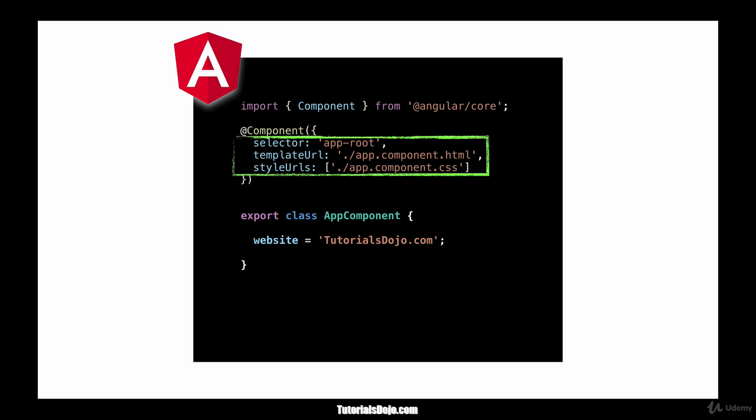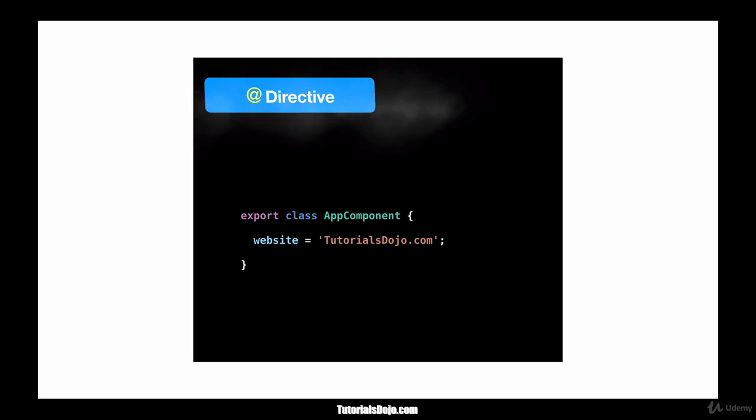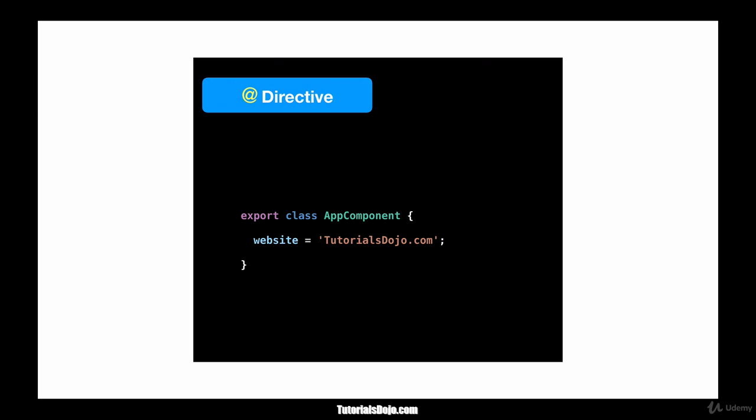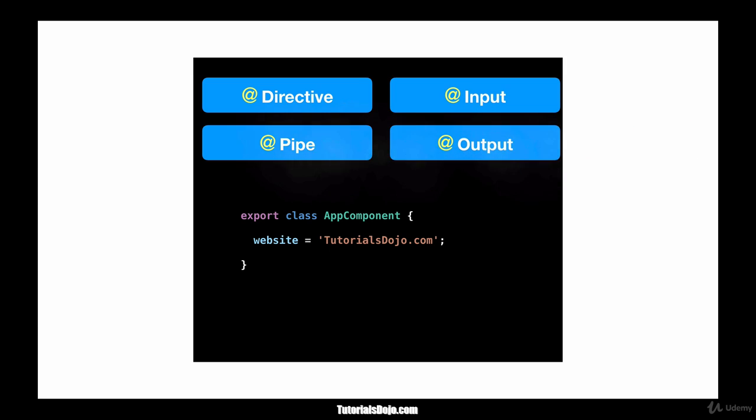Now that we're done with components, how about if you want to create a new directive or a new pipe or a new service? What metadata should you use? Well, for Angular directives, you can use the @directive operator. For pipes, you can use the @pipe. For input data binding, you can use @input. For output data binding, you can use @output, and so on and so forth. Just remember that there is no @service decorator for Angular services. You have to use the @injectable decorator for services instead.